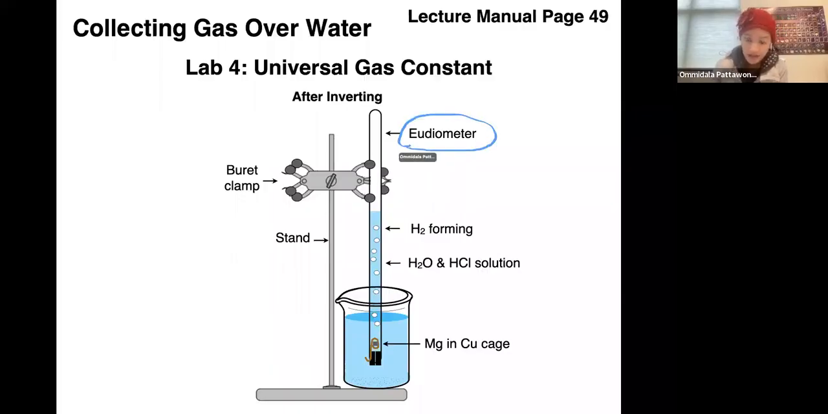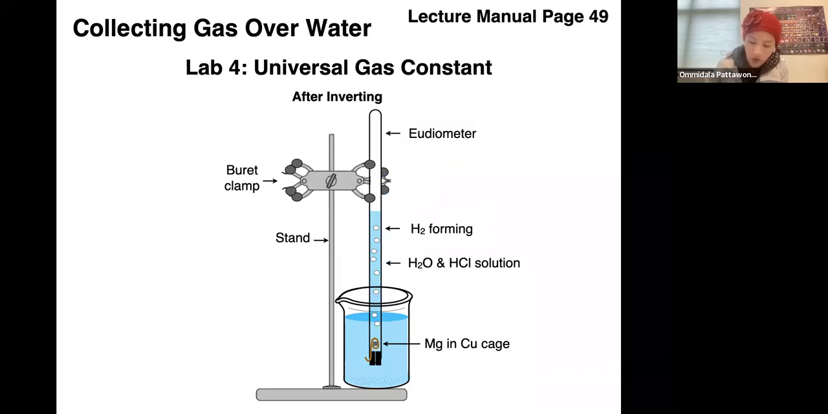It looks like a very long test tube, but this eudiometer has marks on it. These marks tell you how many milliliters there are. So if its mark is right here and it says 25, the reading of the volume would be 25 milliliters. So that's what it means.